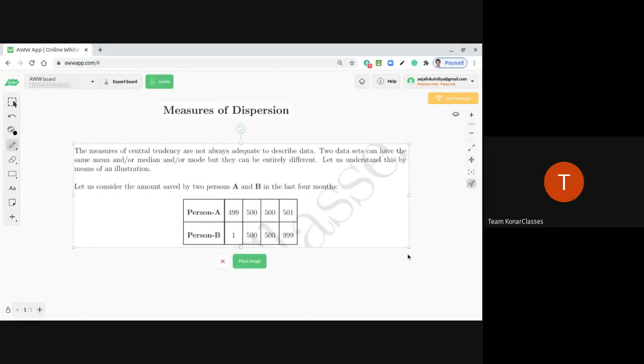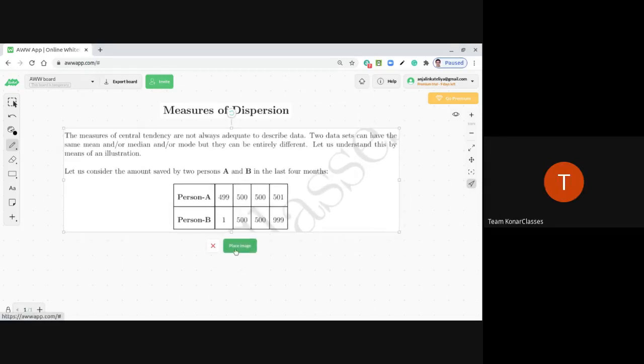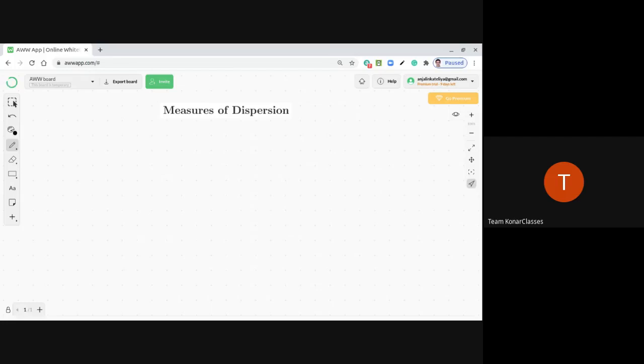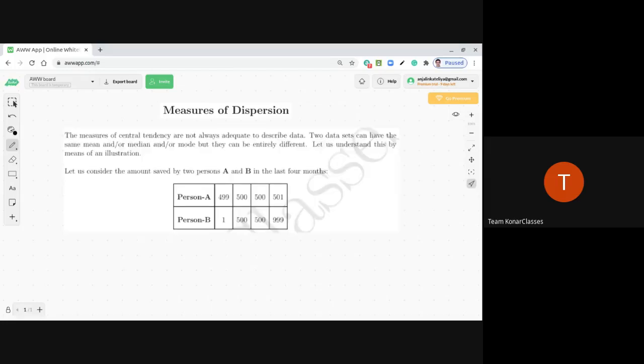Thank you very much. As you see, the measures of central tendency, as it is written here and I just said, are not always adequate to describe data. Two data sets can have the same mean or median or mode, but they can be entirely different. Let us understand by means of the following illustration.